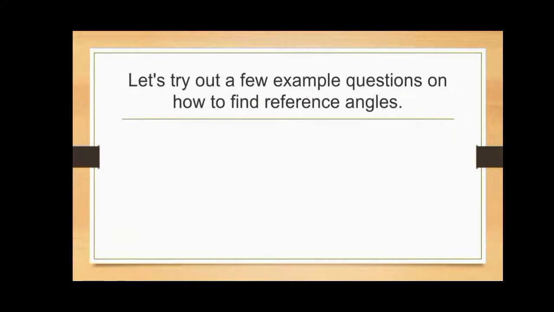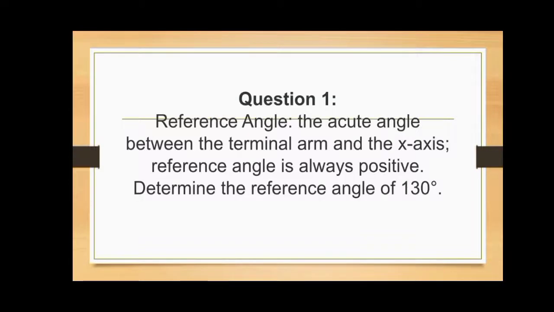Let's try out a few example questions on how to find reference angles. Question number 1. Reference angle: the acute angle between the terminal arm and the x-axis. The reference angle is always positive. Determine the reference angle of 130 degrees.